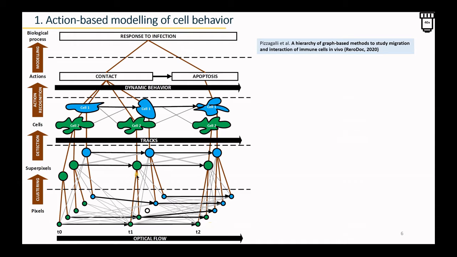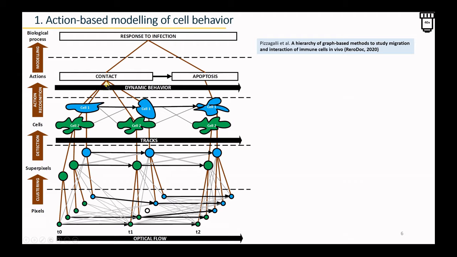We can group pixels into objects like superpixels or even cells, so I'm going towards the top, and have a higher level of abstraction. We can do this, for instance, using segmentation methods. And by employing tracking algorithms, we can reconstruct the tracks followed by the cells. Now we want to add another layer of complexity on top of tracks, which is action.